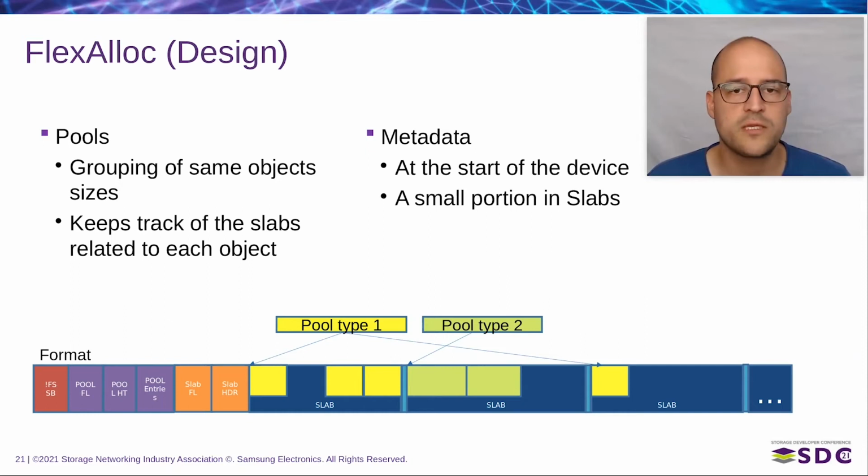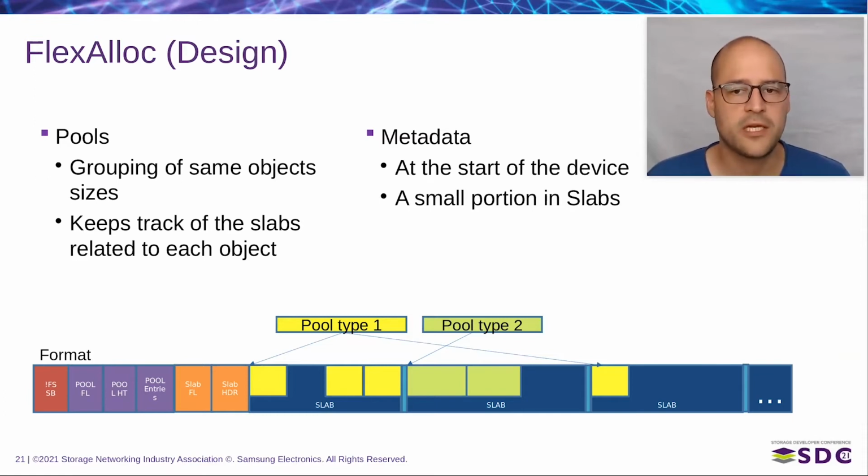In the figure, we see 2 different pools. Pool 1 holds objects that are smaller than Pool 2. Pool 1 has 2 slabs for its objects, whereas Pool 2 has just 1. The slabs that are not related to a pool are used when a pool runs out of free slabs. Finally, pools hide away the slab structure from the application.